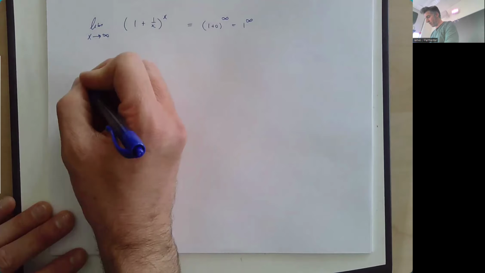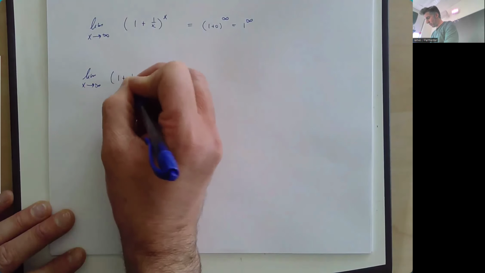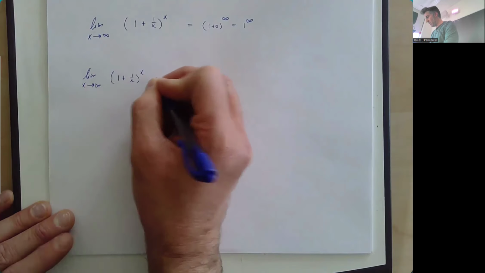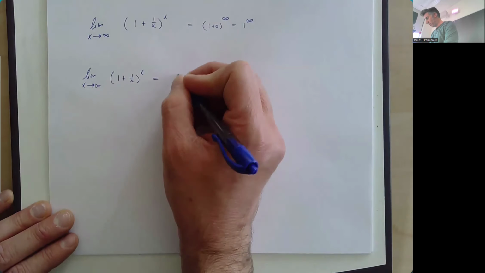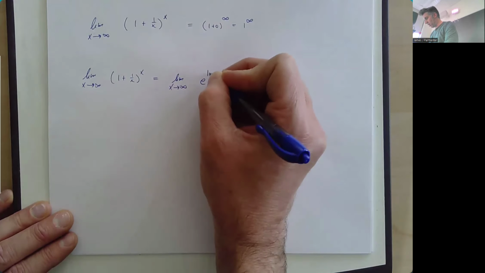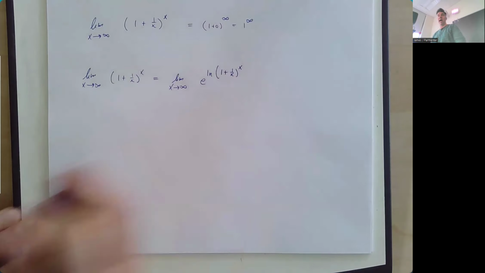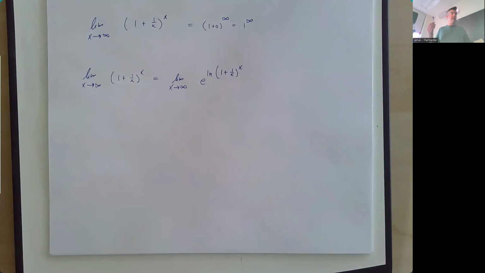I would like to write my limit as x goes to infinity of (1 + 1/x)^x as being equal to the limit as x goes to infinity of e to the natural log of the same expression. So they haven't really changed anything. e to the natural log of some stuff is just the stuff.